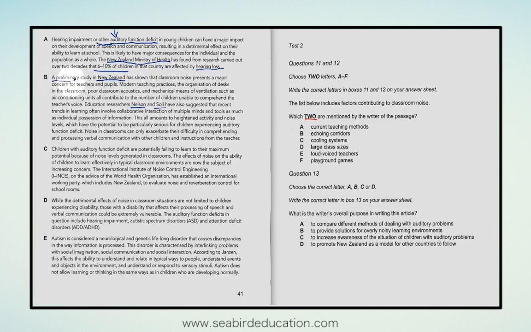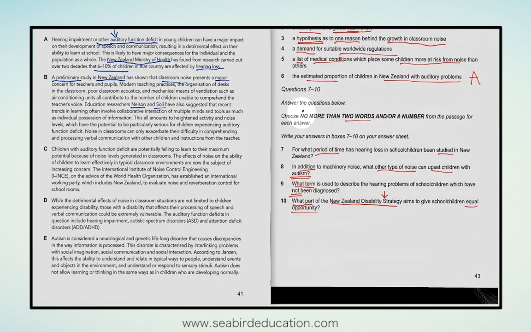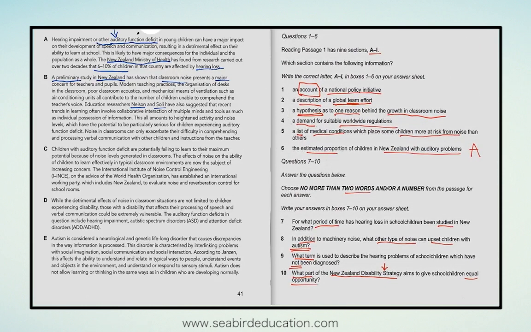So preliminary study, major concern, classroom noise, we've heard that before. Let's just go back up here because we'll have to look at that perhaps. Major concern, okay.